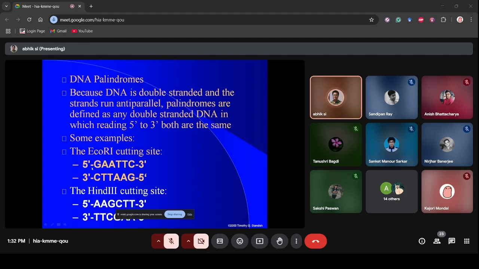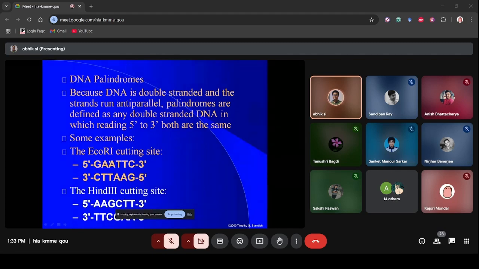For example, this is EcoRI, as it was shown initially. EcoRI recognizes GAATTC, and if you go through the lower strand in the opposite direction, you will get the same thing, GAATTC. And for another restriction enzyme, for example HindIII, it recognizes 5 prime AAGCTT, and in the lower strand also, if you go through, you will get 5 prime AAGCTT. So these are palindromes.